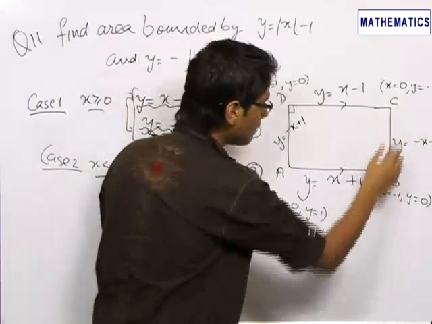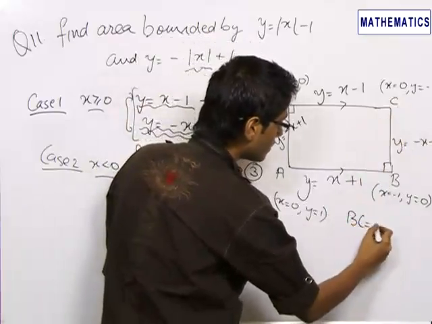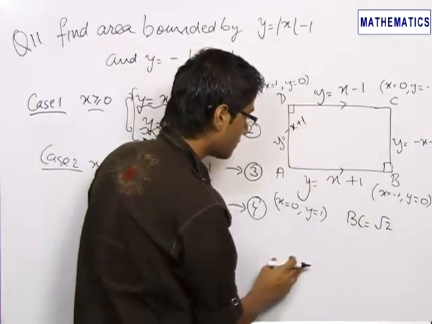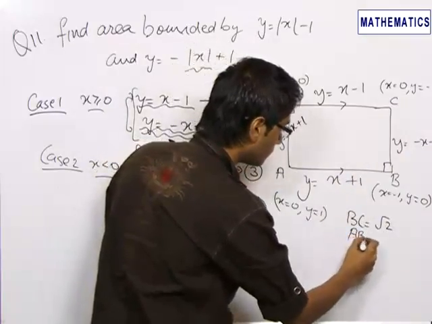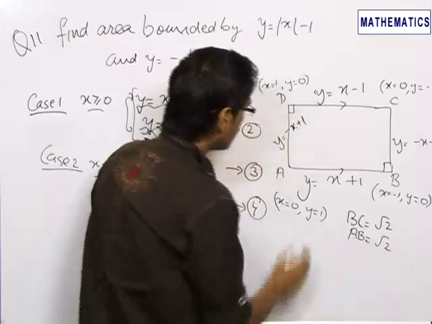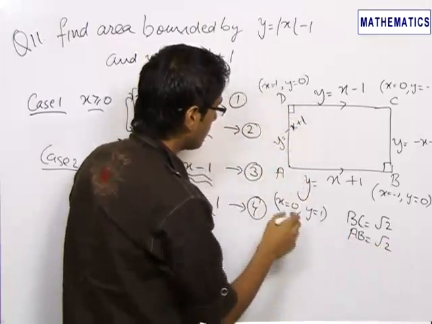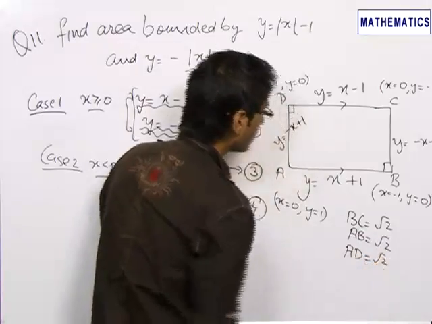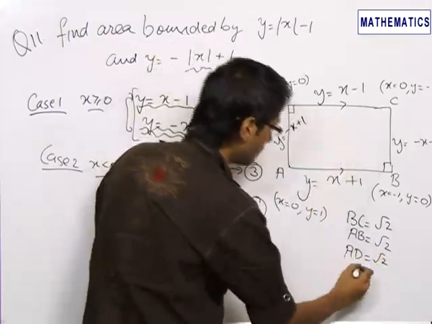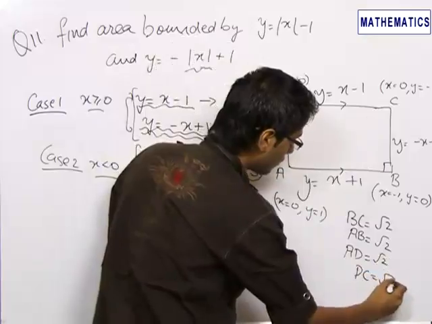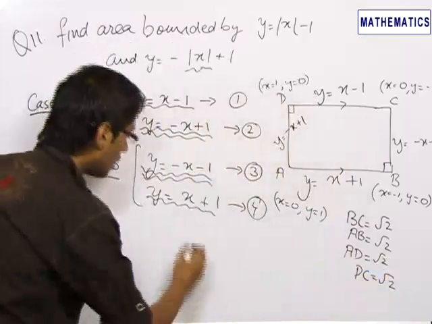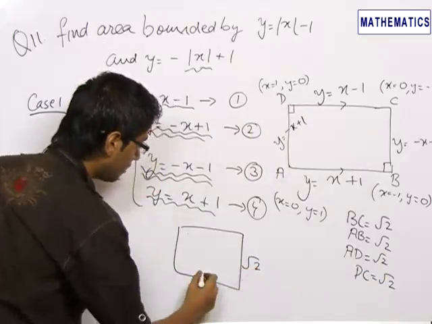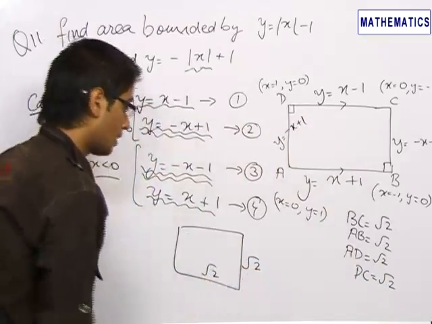So we can clearly see the length of side BC is equal to root 2. The length of side AB is again equal to root 2. The length of AD is again equal to root 2. And the length DC is definitely again equal to root 2. So here we get a square whose length of the side is root 2.